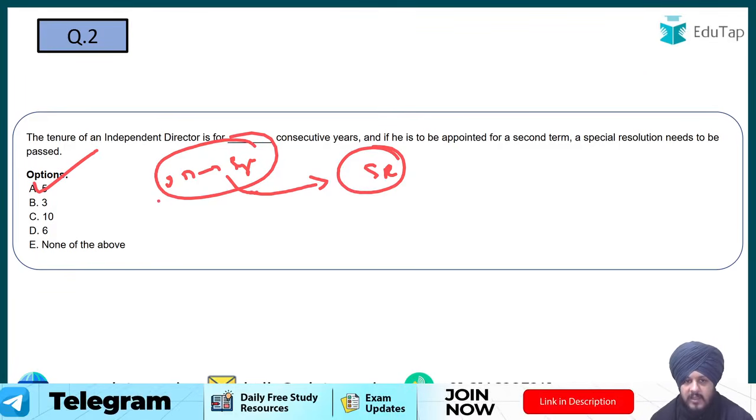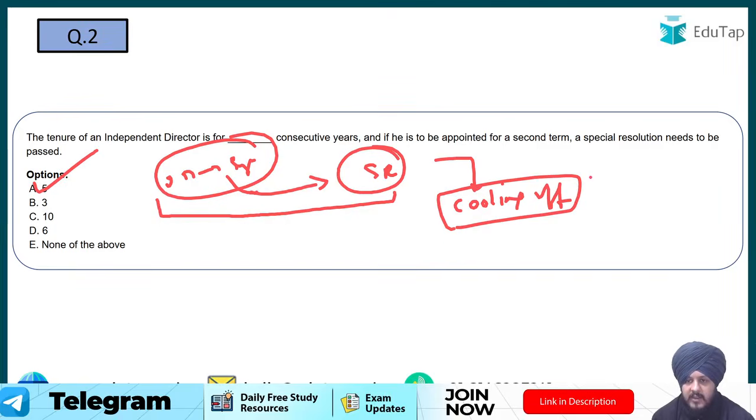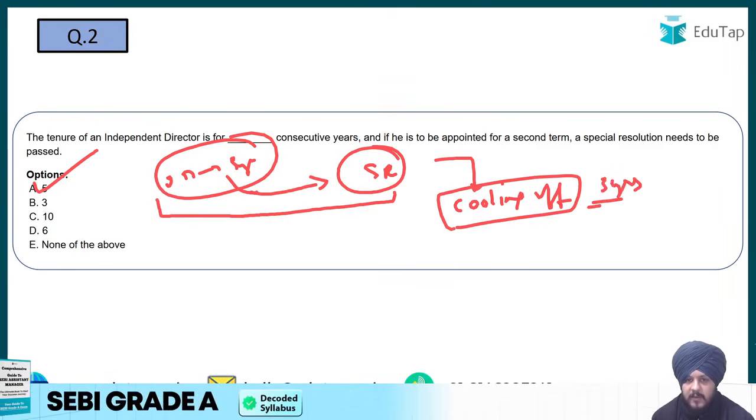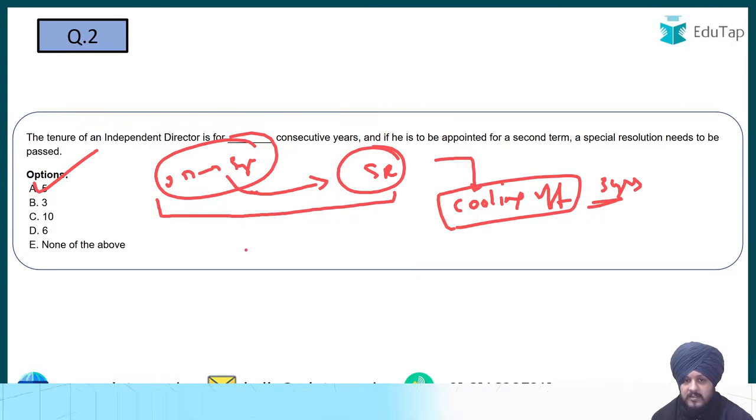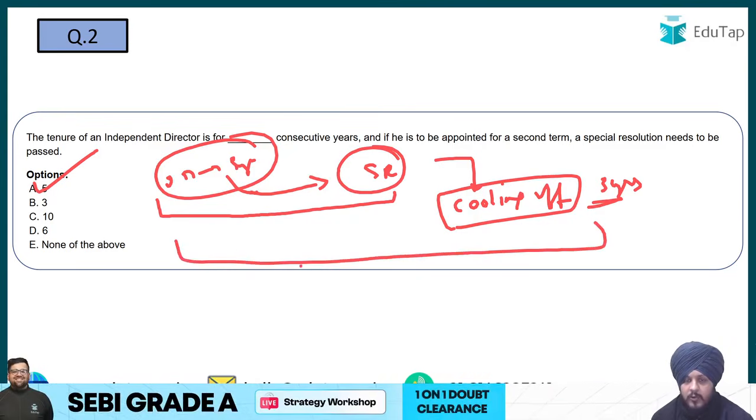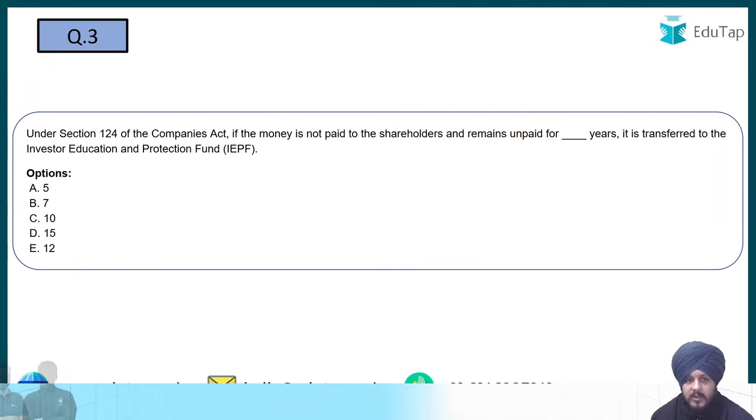But once he has been appointed as the independent director for the 2 consecutive terms, then there is going to be the cooling off period of 3 years, right? So this is very basic information regarding independent directors. Independent director is a very important topic for your examination, so you have to prepare it, and this is very general information. I hope you already have an idea regarding this, and A is going to be the correct answer to this question. Now moving on to the next one, question number 3.